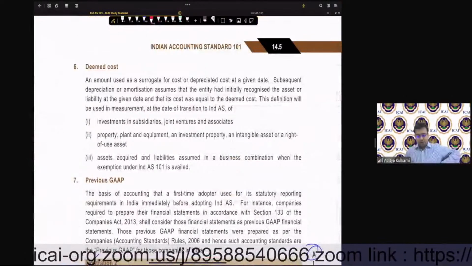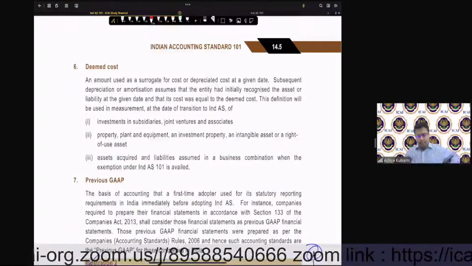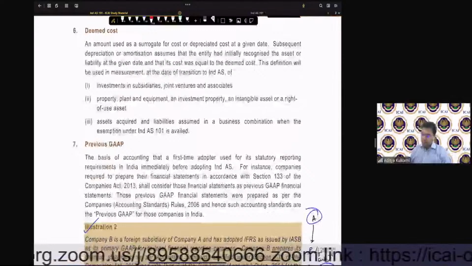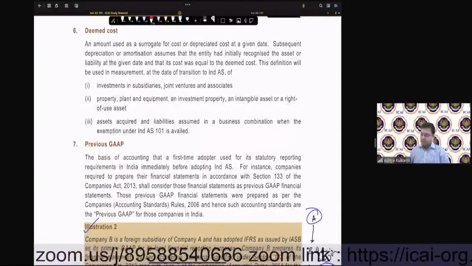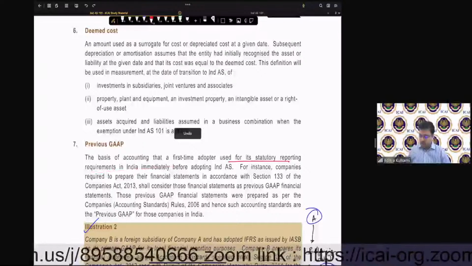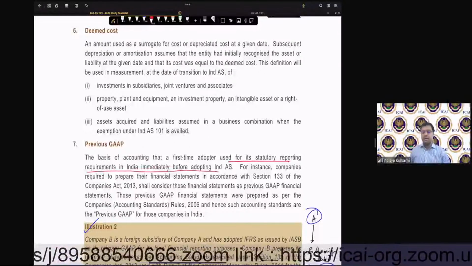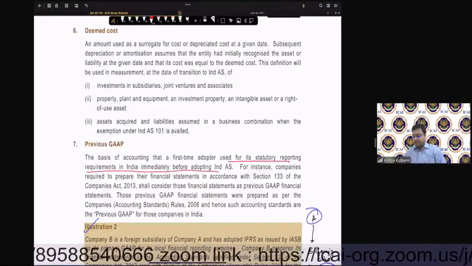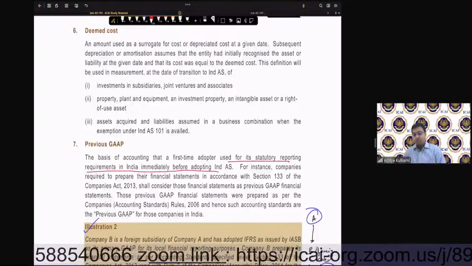All right. Now, what do you mean by previous GAAP? The basis of accounting that a first-time adopter used for its statutory reporting requirements immediately before adopting Ind AS.